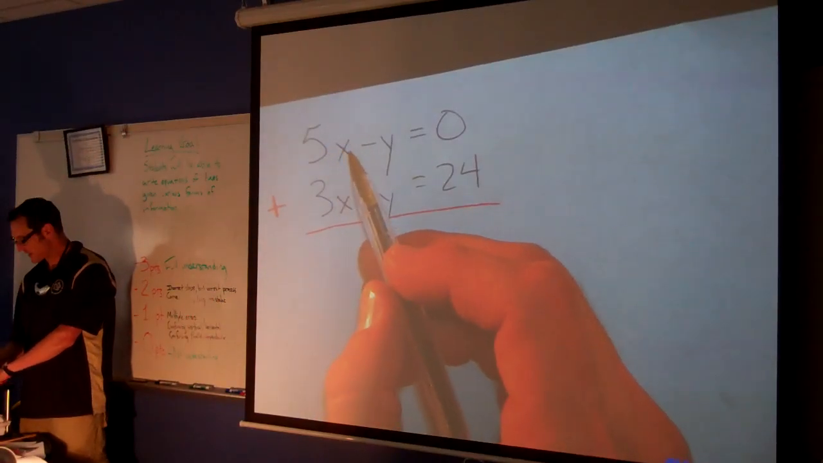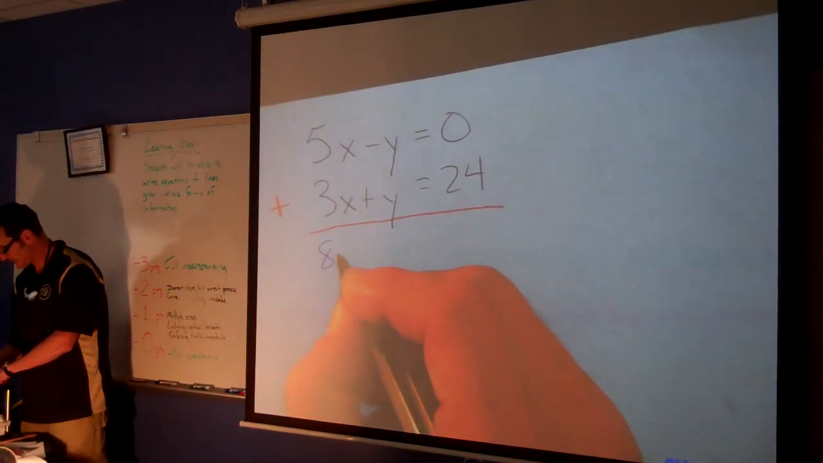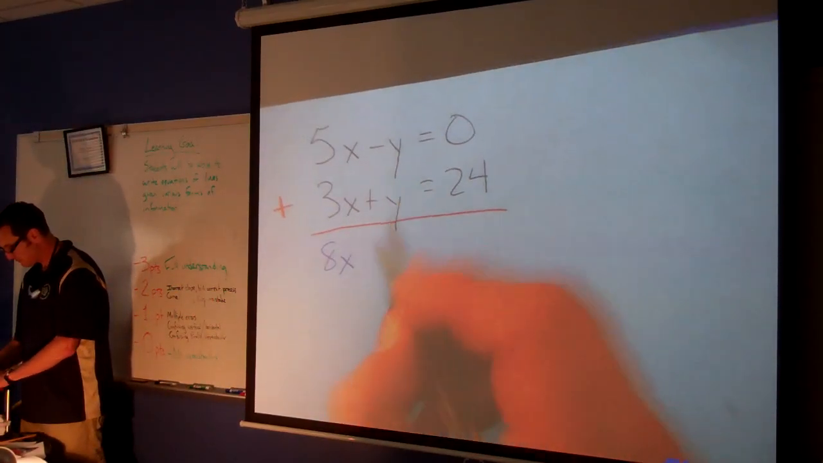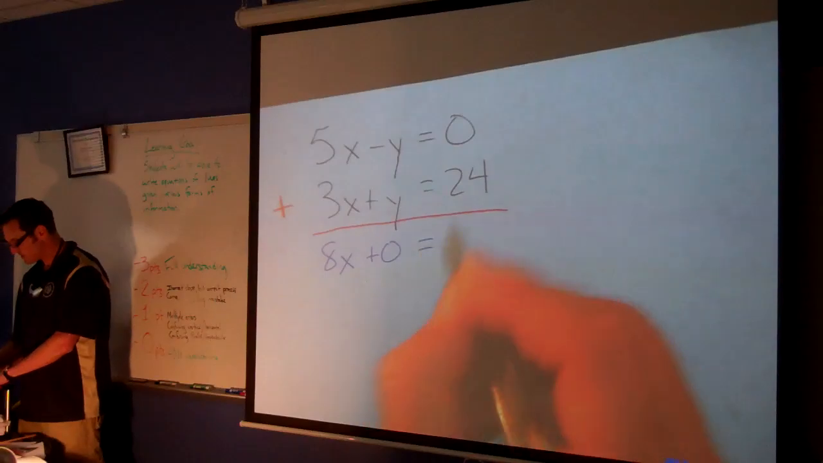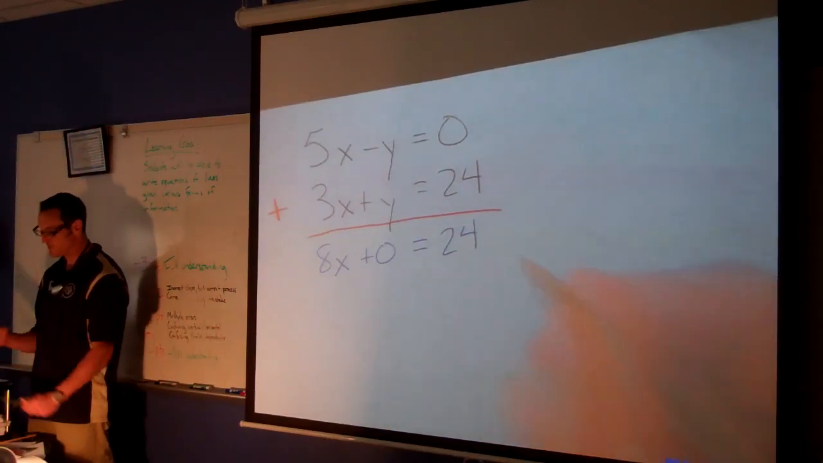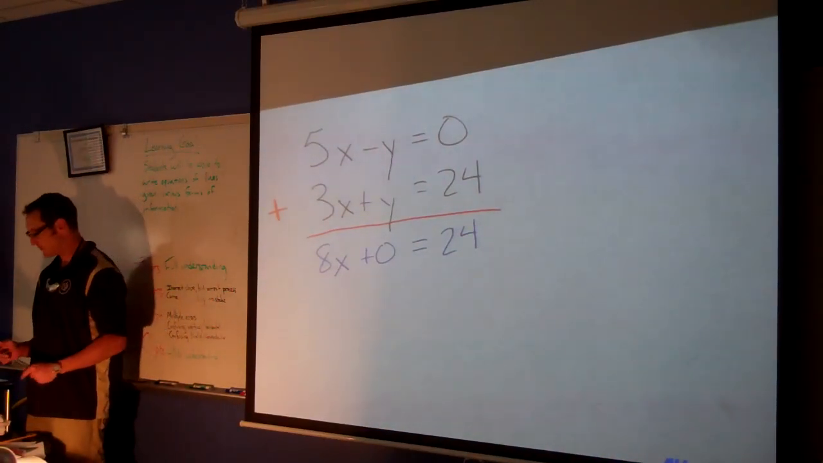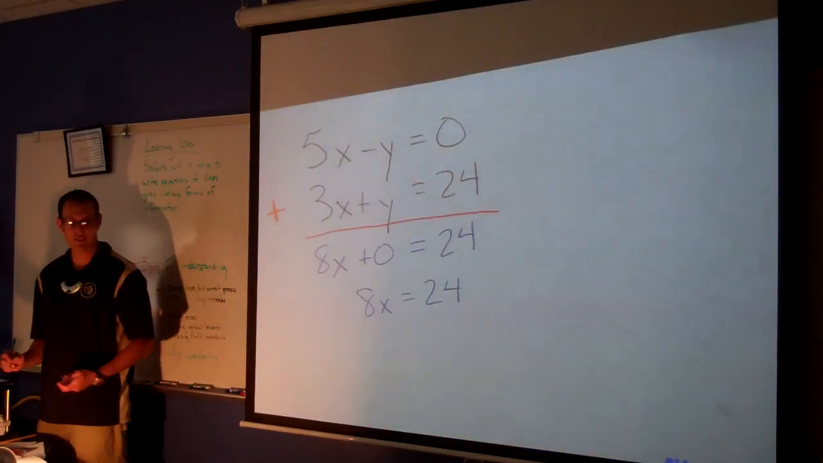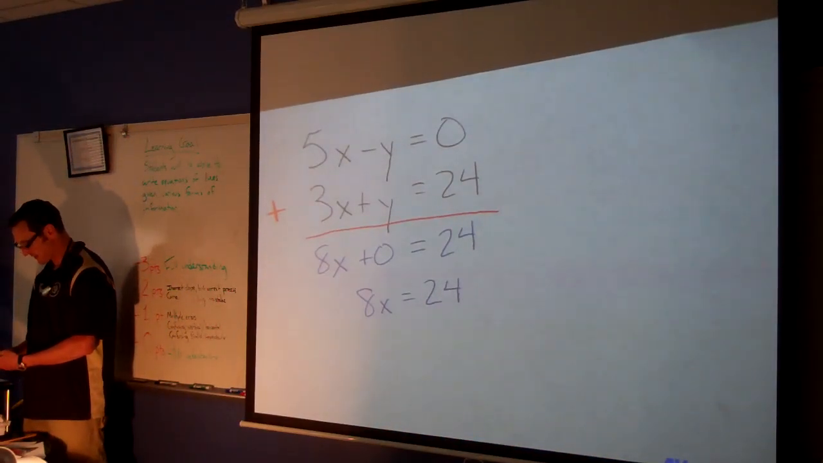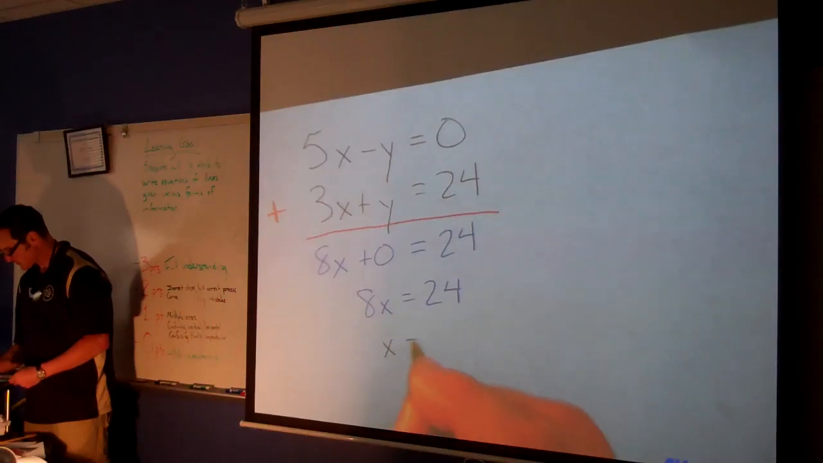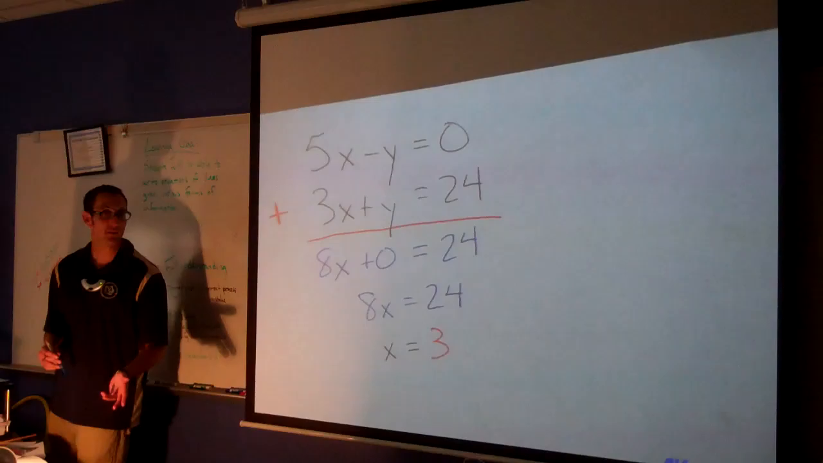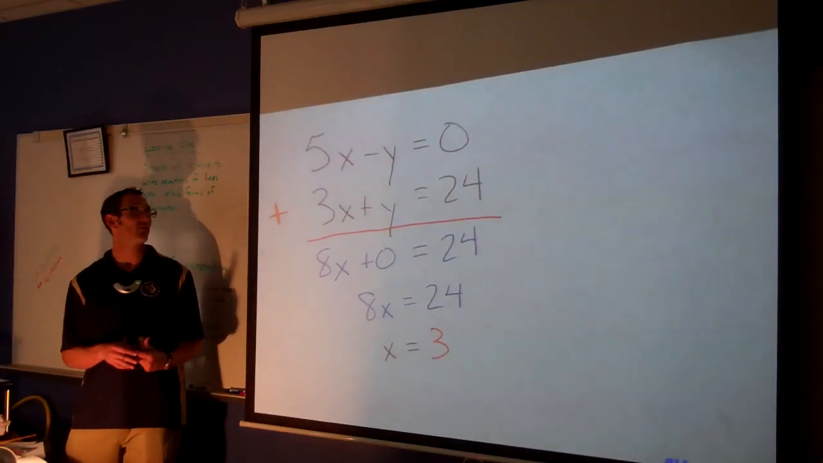So now I have 5x plus 3x gives me 8x. Negative y plus positive y cancels completely to 0. And 0 plus 24 is 24. The y cancels completely. All we have to do is clean up the mess. The plus 0 is not needed. That's the additive identity property. Now all we have to do is solve for x. We would divide both sides by 8. X equals 3.